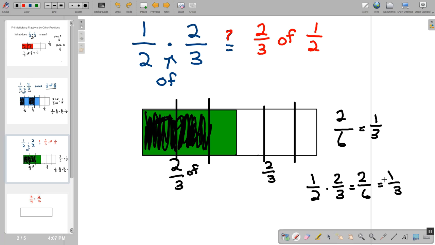Which means that if I did 1/2 times 2/3 or 2/3 times 1/2, that means that they are the same problem. That means multiplication is commutative.